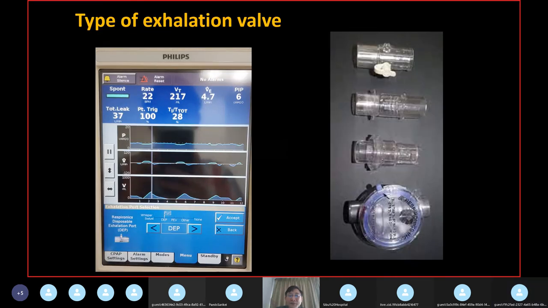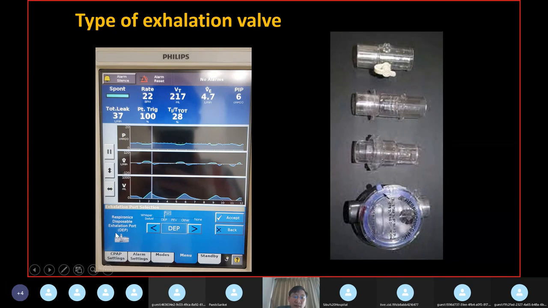Okay. And then similarly, this is a different type of exhalation valve. Okay, so you have to choose what type of exhalation valve you are using, huh? Whether it's a whisper swivel. This is a whisper swivel. Okay, all right, or the disposable exhalation port.